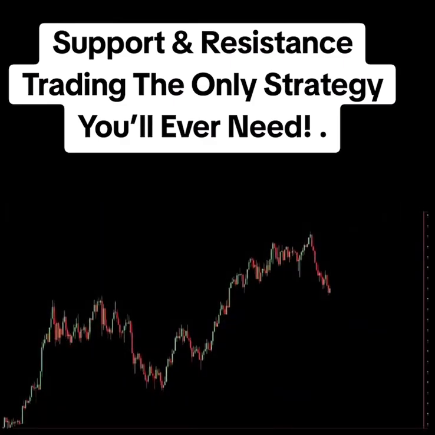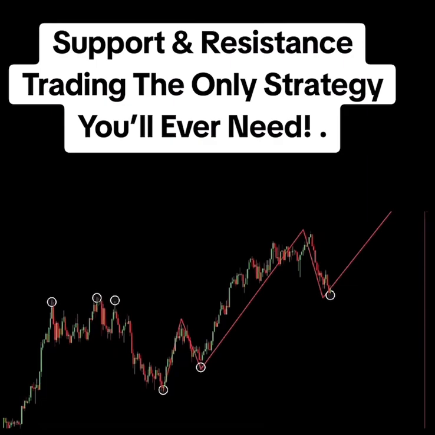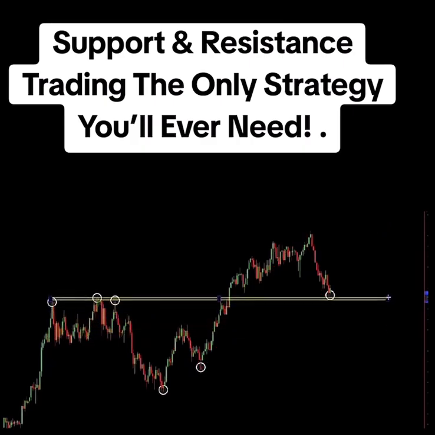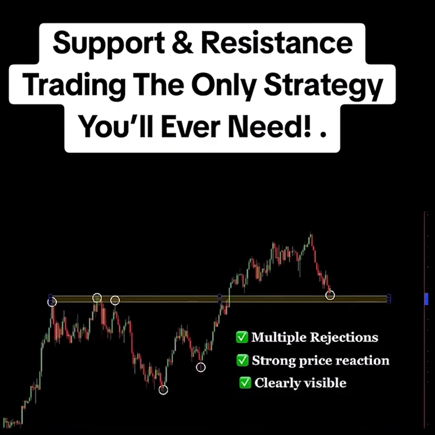In an uptrend, price often breaks above a resistance level, but instead of continuing straight up, it pulls back to retest the broken level. This is where we look for a high probability buy trade. Before price breaks higher, we need to identify a valid resistance level using the criteria we covered earlier. Multiple rejections: price bounced from this area several times. Strong price reaction: price moved away aggressively after touching this level. Clearly visible: the level stands out on the chart without needing adjustments.